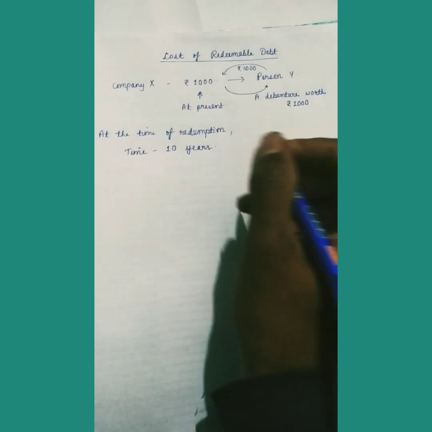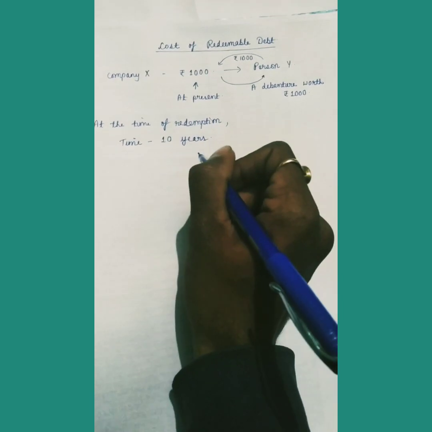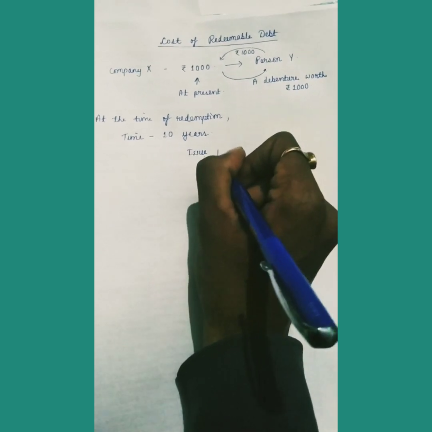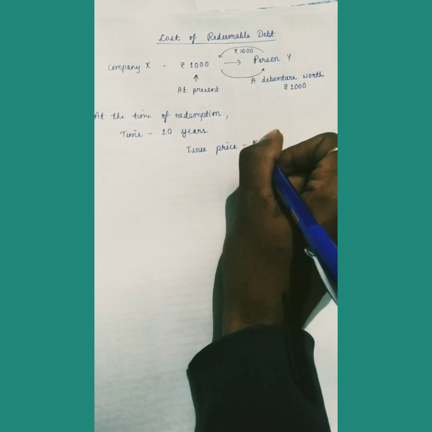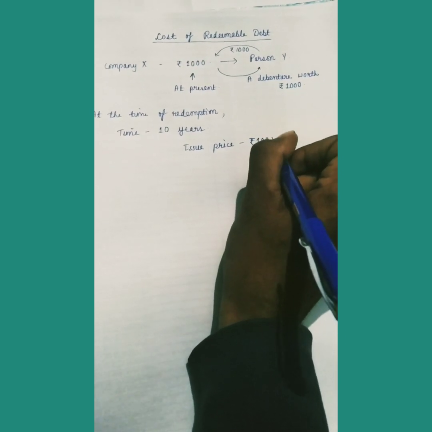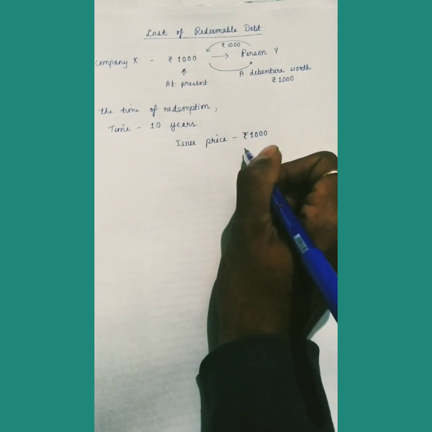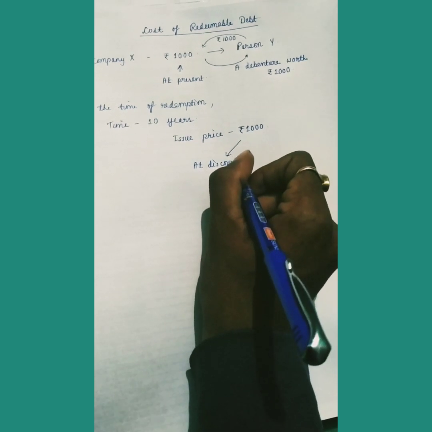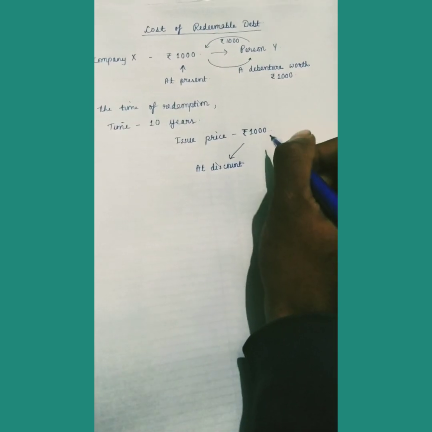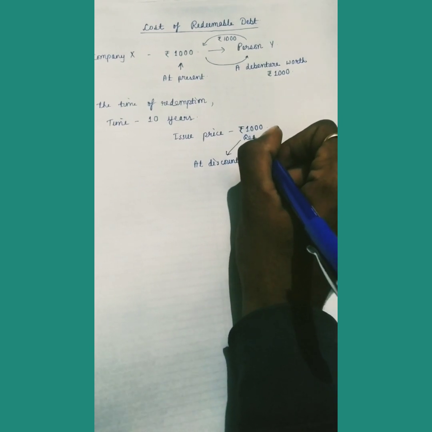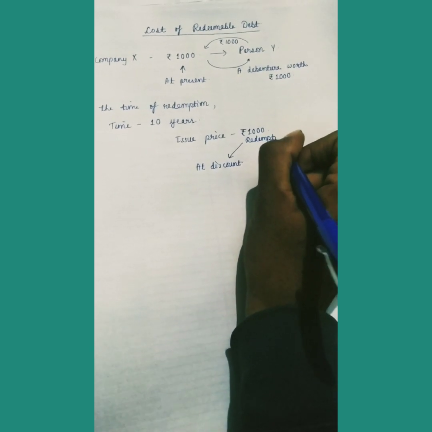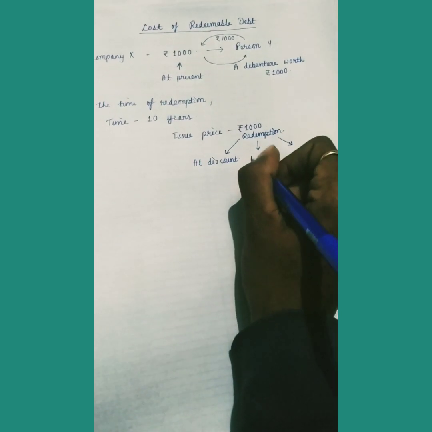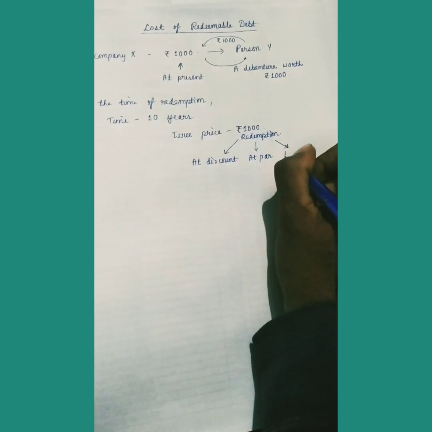So in this case, the debenture was issued at an issue price of rupees 1000. At the time of redemption, it can be done in three cases: at discount, at par, and at premium. I am talking about the case of redemption.